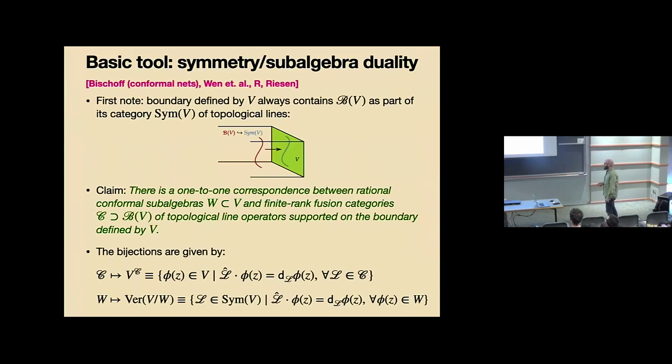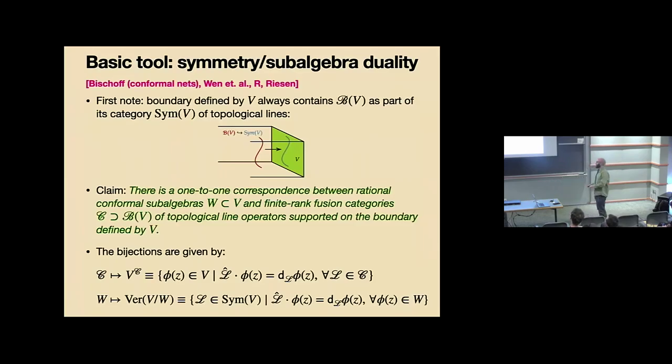And in the other direction, if you have a subalgebra, then you can obtain a symmetry by just considering all of the symmetries of the theory that commute with that subalgebra. So this is kind of a chiral version of the Verlinde line construction. Okay, so this is kind of the main way that one can translate results about classification into results about symmetry.